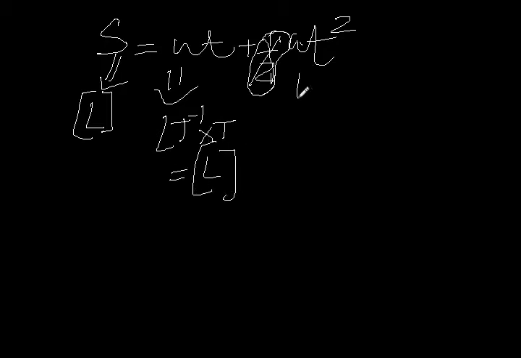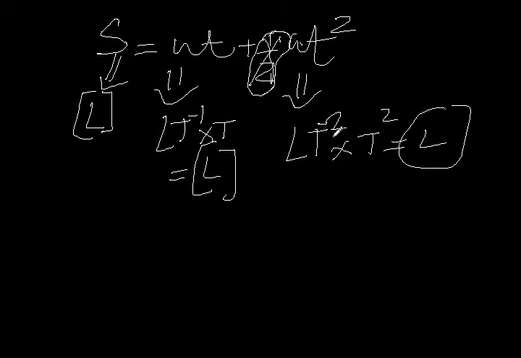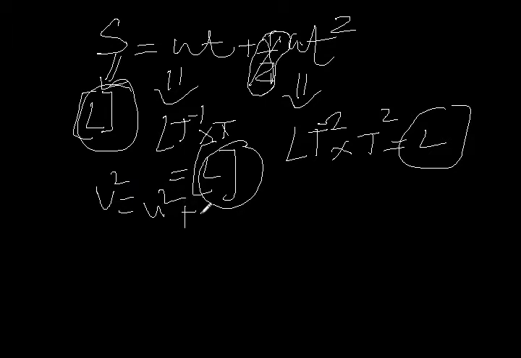And again I have here A into t square. So it is basically the acceleration into the square of time. So that is again L. So you can see that all the quantities have same dimension of what? That of length.